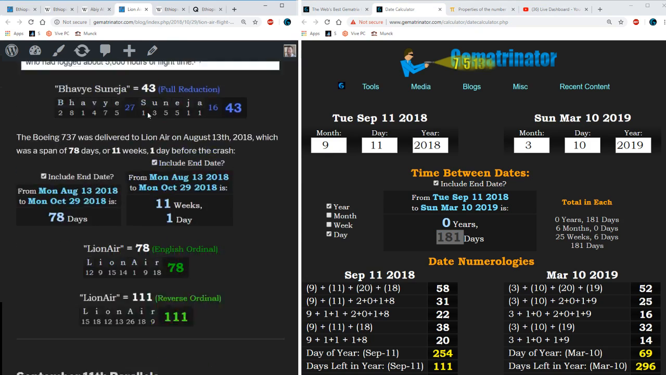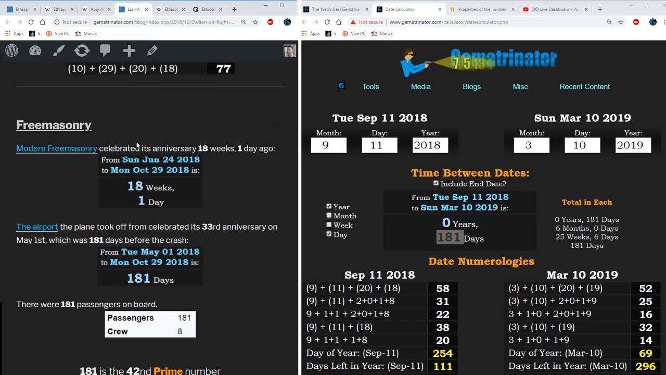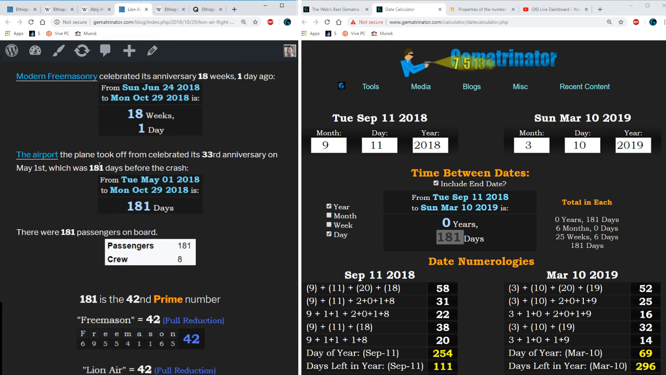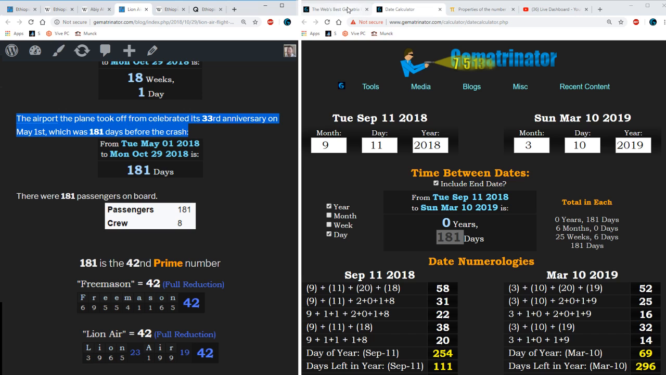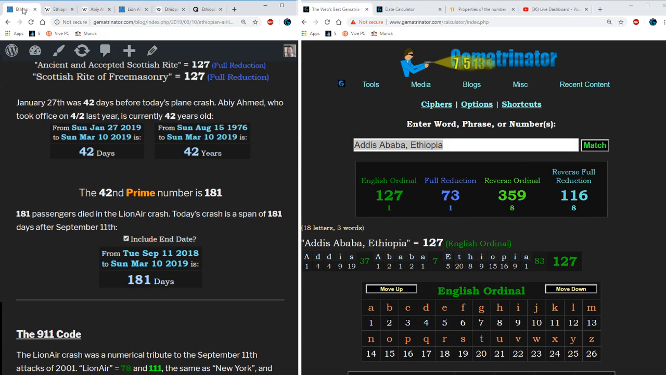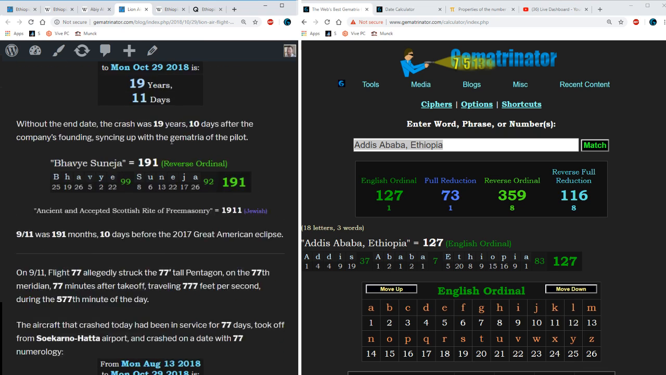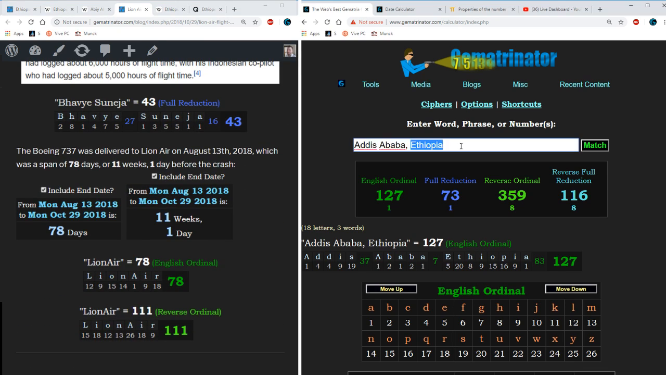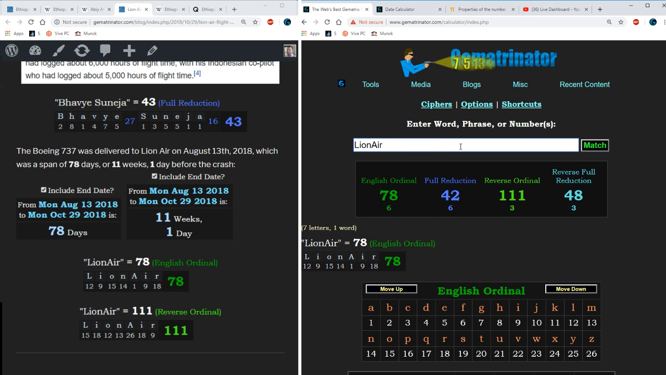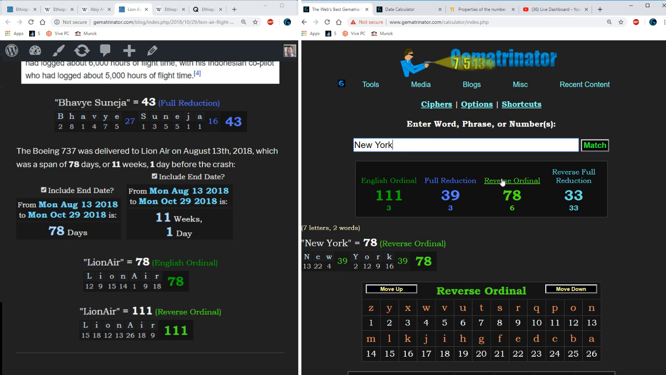And 181, remember this Lion airplane crash? This happened 181 days after the airport's anniversary, and 181 passengers were killed. And now we're talking about a plane crash 181 days after 9/11. Recall this Lion Air plane crash was heavily connected to the September 11th attacks. See how Lion Air equals 78 and 111? Also the 42, 181 passengers dying. New York also equals 111 and 78. And on the date of the Lion Air crash, the plane that crashed was in operation for 78 days, or 11 weeks and 1 day.